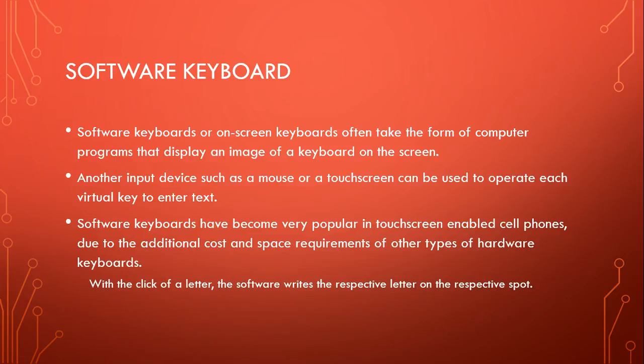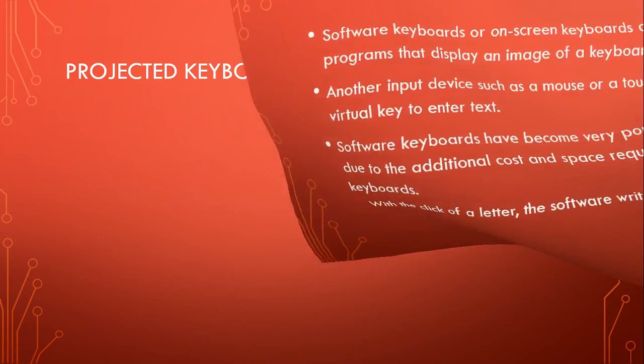Now, software keyboards have become very popular in touchscreen-enabled things like cell phones due to the additional cost and space requirements of other hardware keyboards. If you were to put in a physical keyboard, it's going to cost a lot more money because you have to have additional circuitry, whereas a software keyboard can be emulated and also gives you more screen size. With the click of a letter, the software is able to write the respective letter in the respective spot of what you're trying to type.